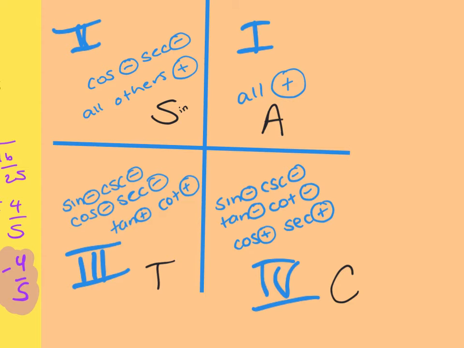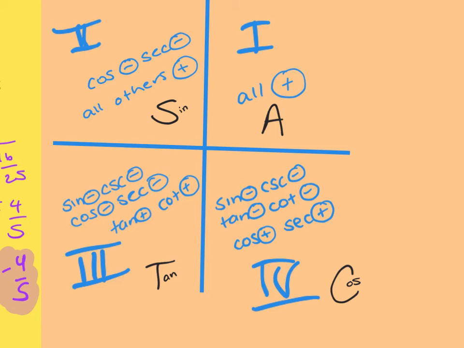This just stands for sine, this just stands for tangent, and this just stands for cosine. Those are what are positive. But then whatever they are, their reciprocals are too. So if it's sine, it's also cosecant. If it's tangent, it's also cotangent. If it's cosine, it's also secant. Those are what are positive.